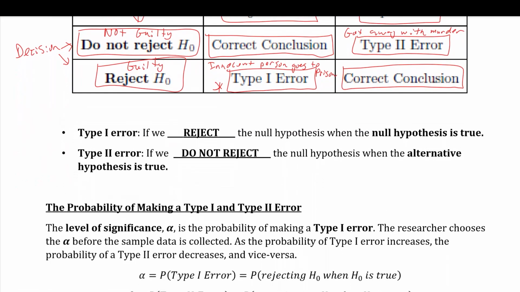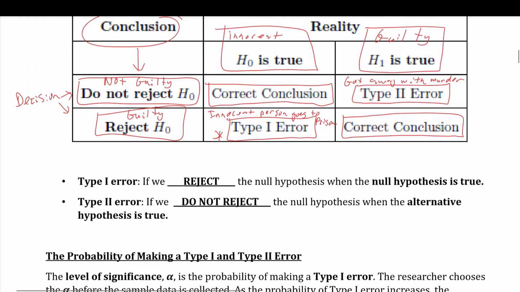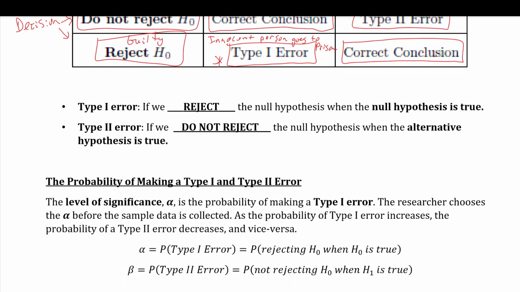So, type 1 error: we reject the null hypothesis when the null hypothesis is true. We reject that they're innocent when in fact they are innocent. Type 2 error: we do not reject the null hypothesis when the alternative hypothesis is true. So, we say that they are not guilty when they were actually guilty. Okay, so those are the two types of errors. And again, the type 1 error is the one that we focus on in this course. Now we're going to talk about the probability of making a type 1 error and a type 2 error.